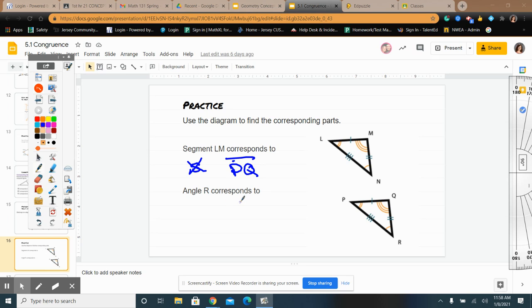Angle R. Angle R is down here with 1. What does it correspond to? Well, angle N has 1. So to find the matching, you just need to find the matching symbols.